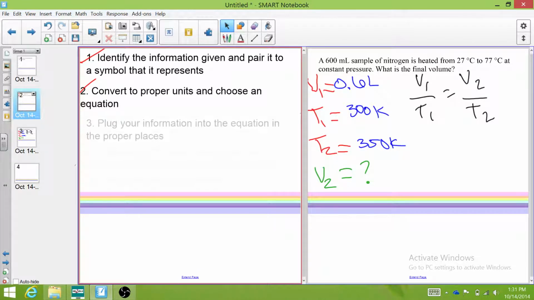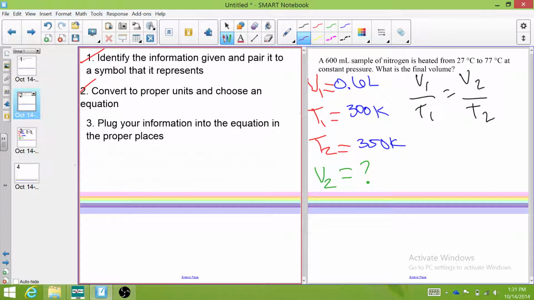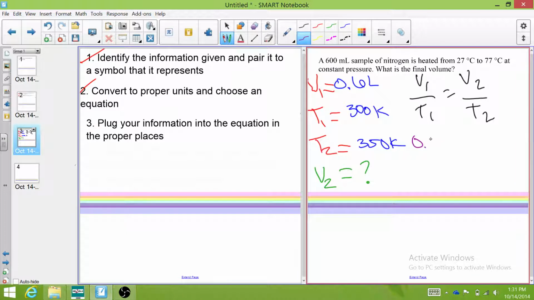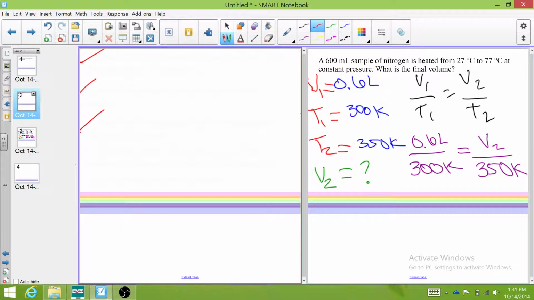Step 3 is to plug our information into the equation into the proper places. So V1 is what goes here, and V1 in this case is 0.6 liters. That's divided by T1, which in this case is 300 Kelvin. That's what we converted it to. That's equal to V2, which is our unknown, so we leave it as V2. And then T2, which is 350 Kelvin, goes on the bottom. Step number 3 is done.